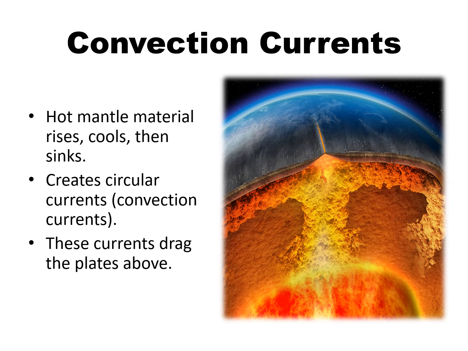Convection currents. Hot material from the mantle rises, cools, then sinks. This cycle creates a circular convection, and these currents drag the tectonic plates sitting above them. It's like boiling water in a pot. The hot bubbles rise and the cooler water sinks.